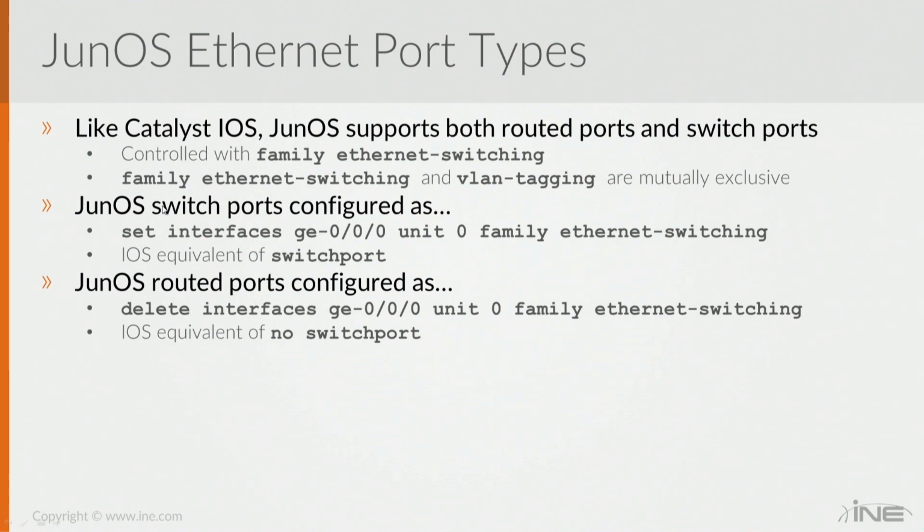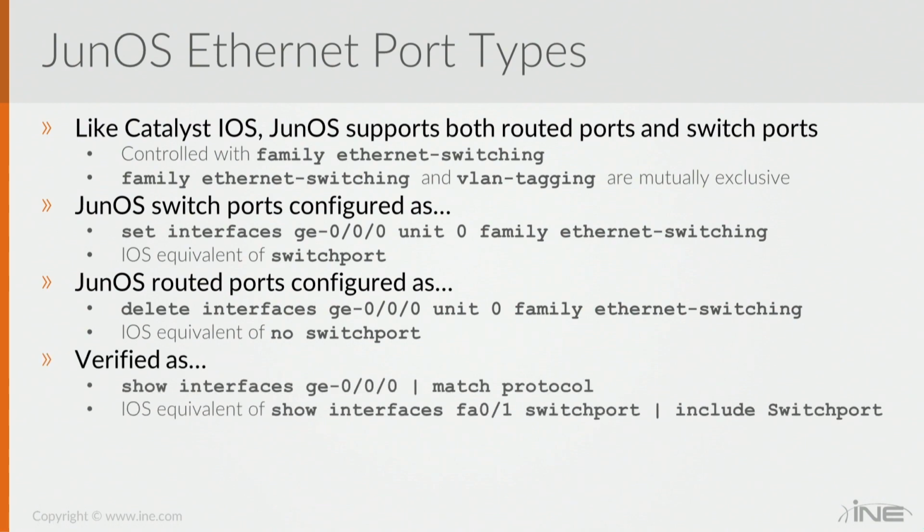Now, in terms of configuring routed ports, in the case of IOS, we would do that by issuing the no switchport command. In the case of Junos, we would simply do that by deleting the family Ethernet switching, and then we could replace it with the family inet, or the family inet6 if we're doing IPv6 routing.